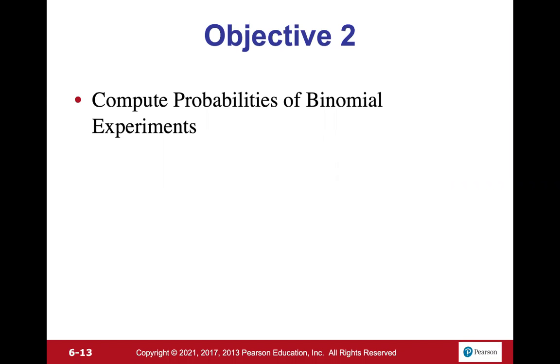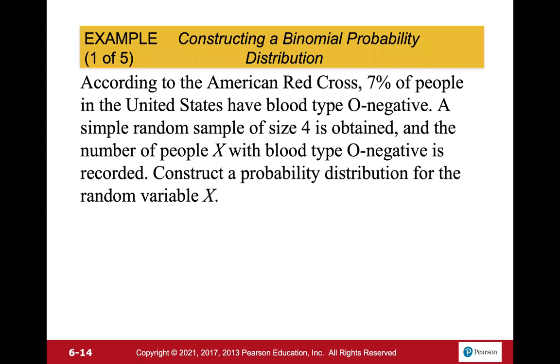Compute probabilities of the binomial experiment. According to the American Red Cross, 7% of people in the US have blood type O negative. A simple random sample of size 4 is obtained, and the number of people X with blood type O negative is recorded. Construct a probability distribution for the random variable X.